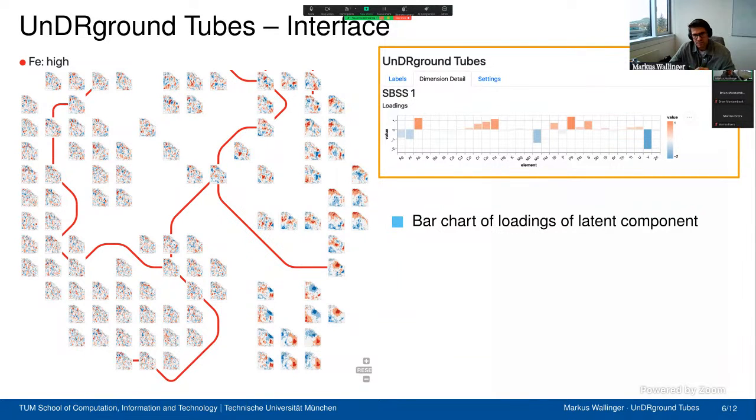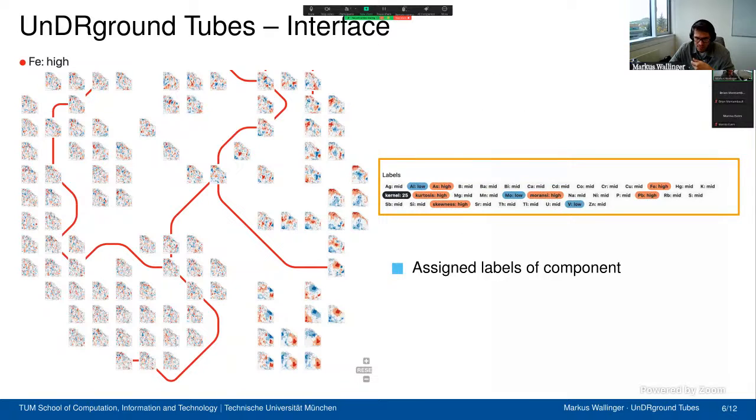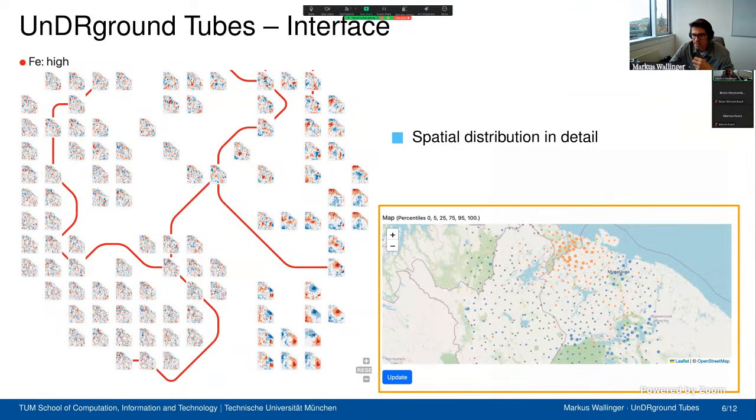The first part of the detailed view shows you bar charts of the loadings of a latent component. This is really important during the analysis process. Similarly, they are curious about the labels, and therefore we also show them the labels that are assigned to a component. And lastly, if they really want to dig down into the spatial distribution of chemical components in a component and the sampling locations, then we provide them with a map view.